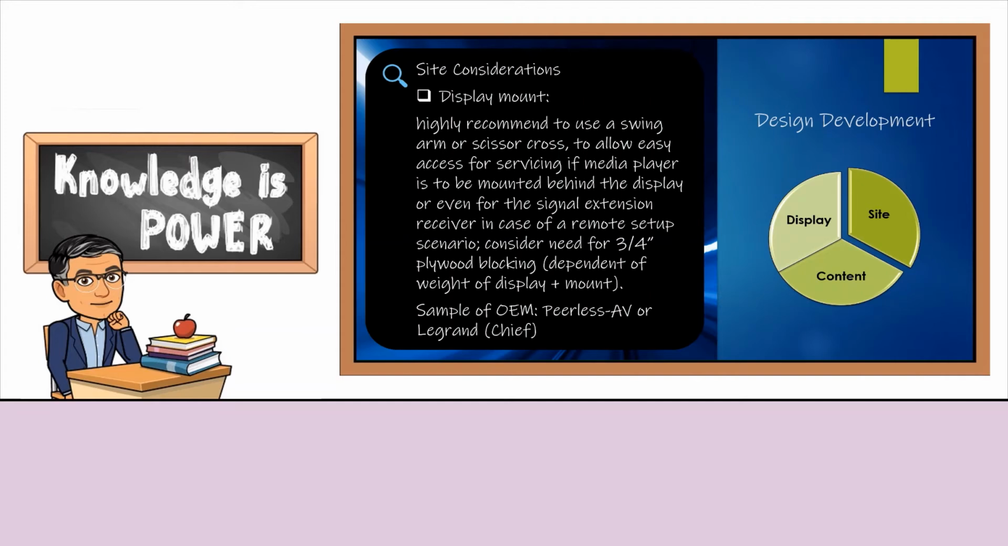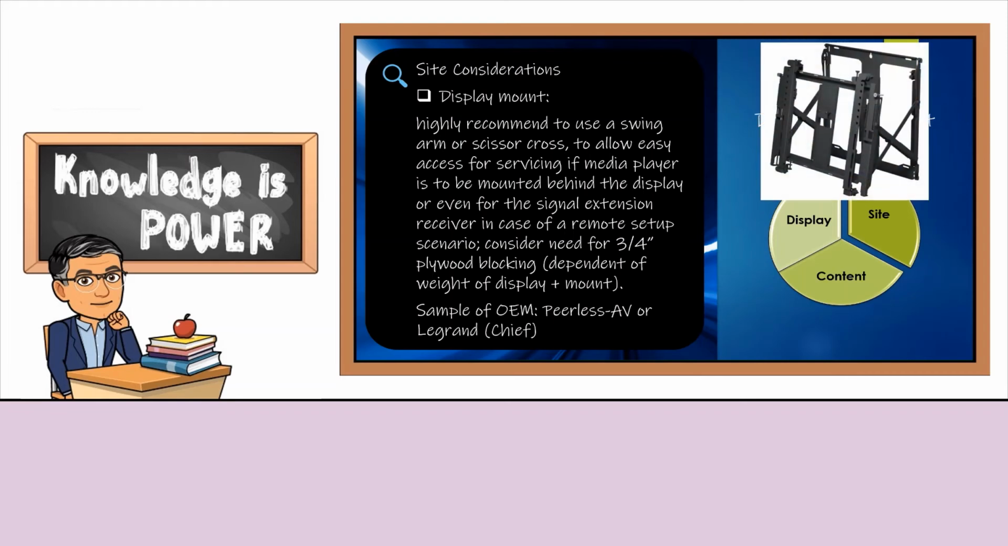Site considerations. Display mount. Highly recommend to use a swing arm or scissor cross mount to allow easy access for servicing if media player is to be mounted behind the display or even for the signal extension receiver in case of a remote setup scenario. Consider need for 3/4 inch plywood blocking, dependent of weight of display plus mount. Sample of OEM, Peerless, or Legrand Chief.